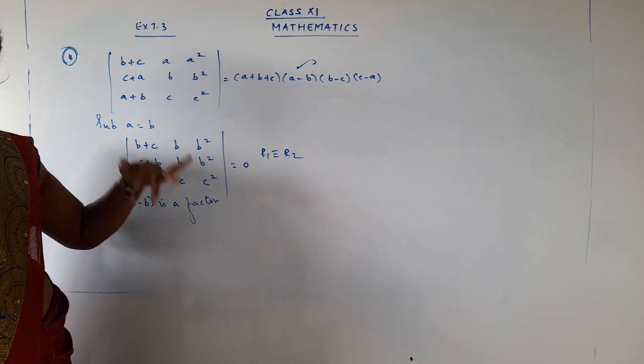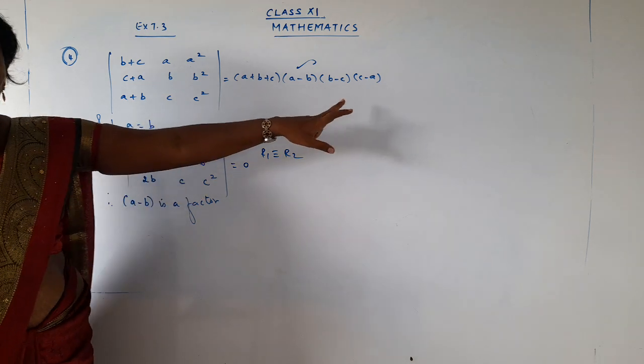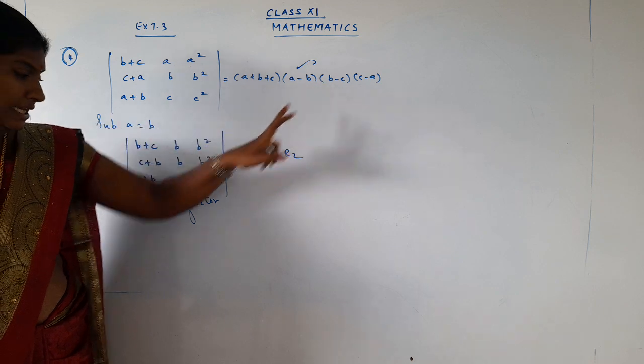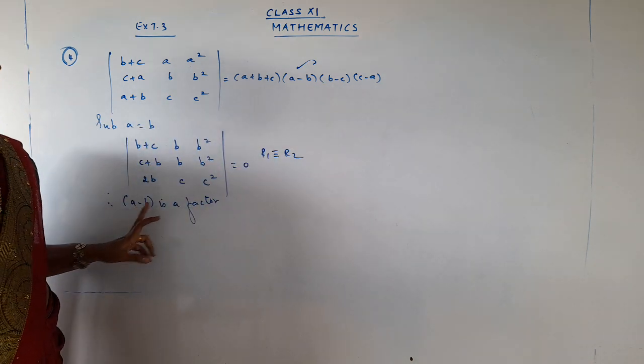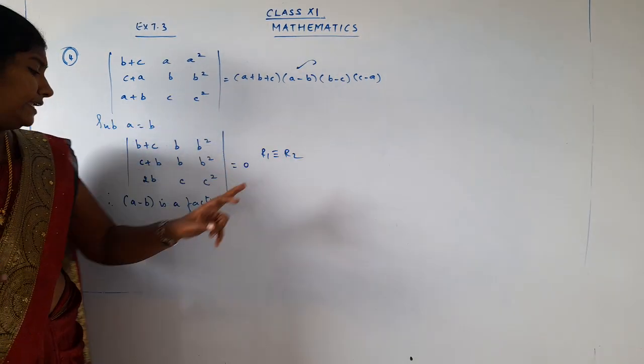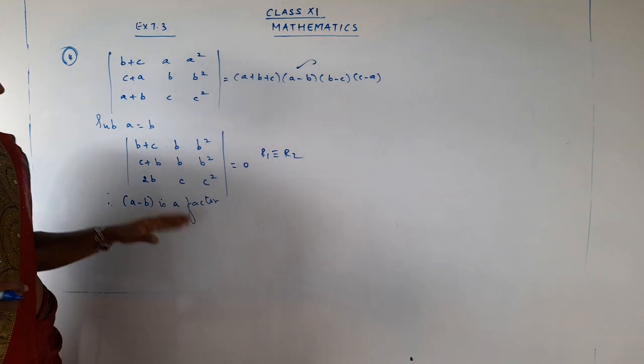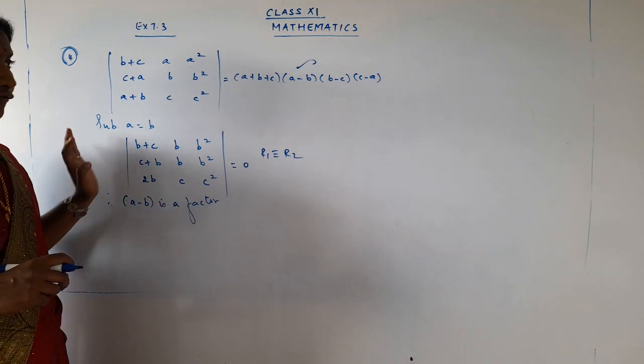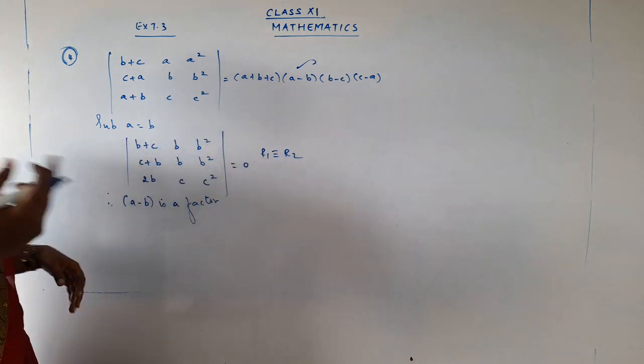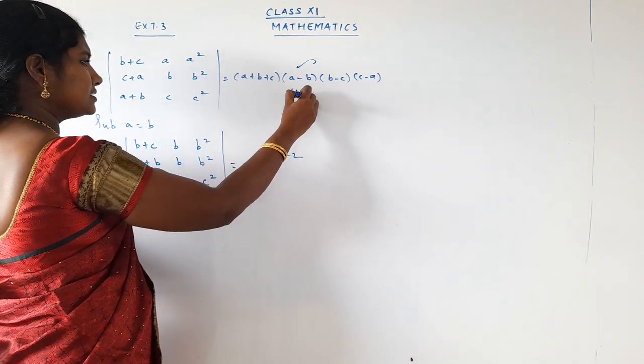Now what is the next substitution? I will take b is equal to c. If I take b is equal to c, I get b minus c is a factor. If I take c is equal to a, I will get c minus a is the factor. We have just shown one step enough. No need to show for the second and the third. Directly I will write down.